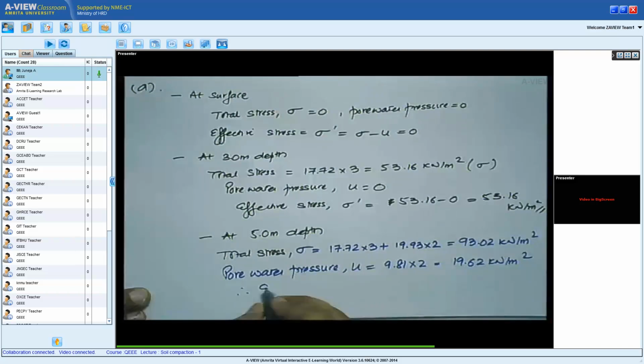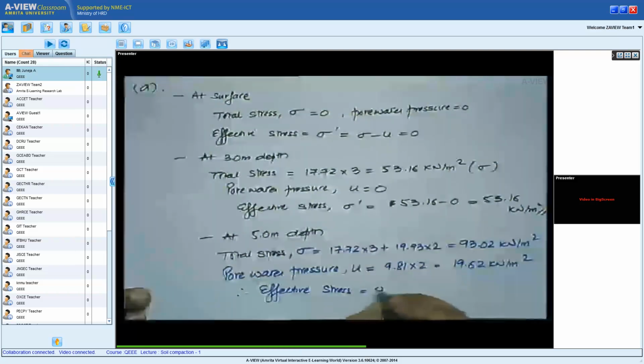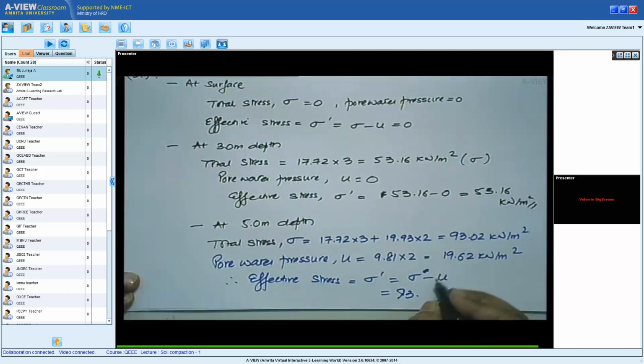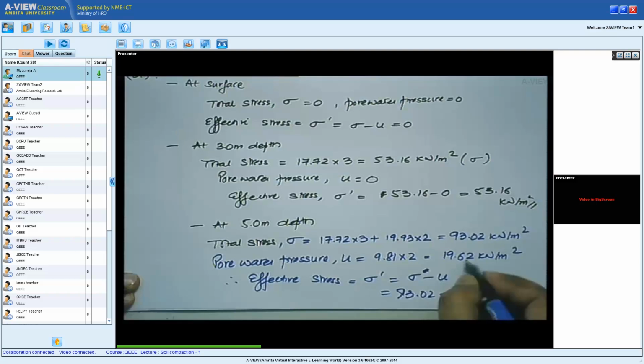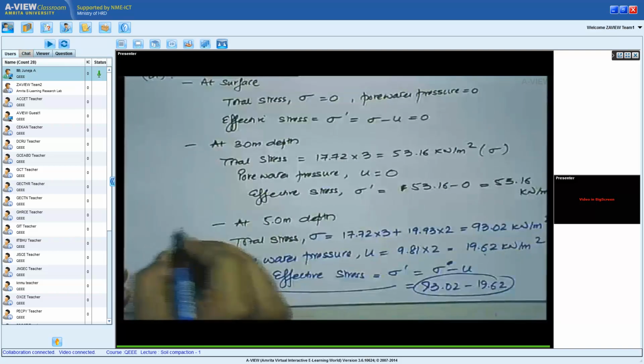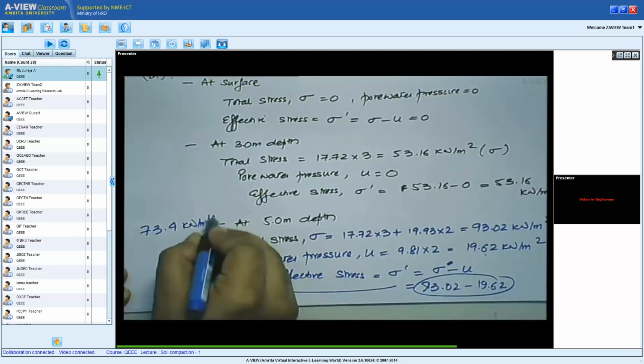So therefore effective stress, sigma prime, equals sigma minus u, which is 93.02 minus this value, 19.62. If I plug this in, I should get a number which is 73.4 kilonewton per meter square.